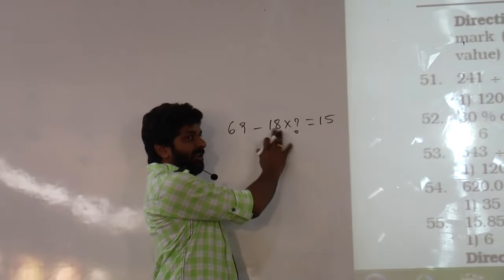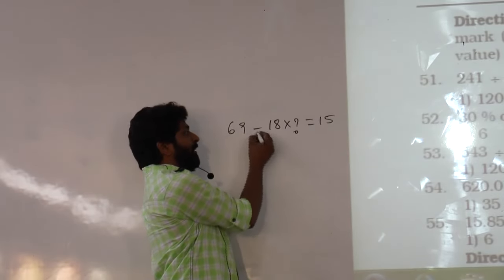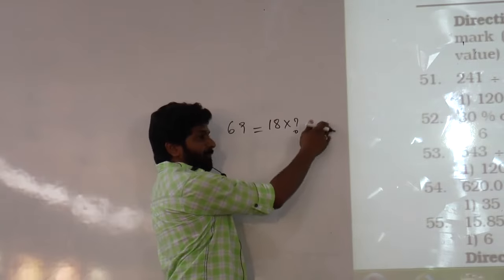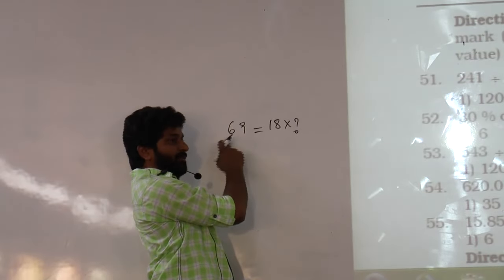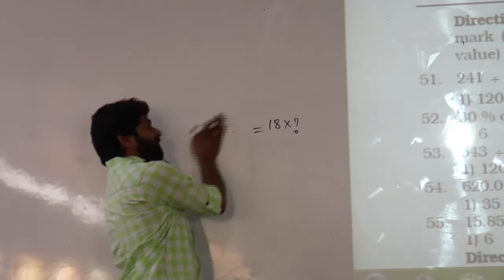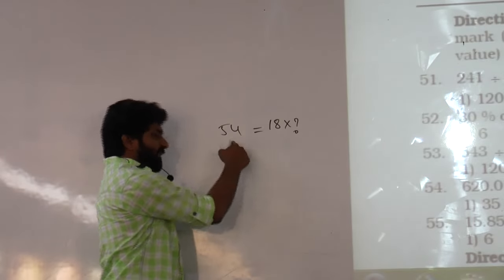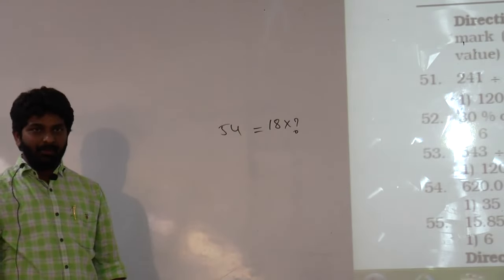Take minus 18x to the right hand side, becomes plus. Take positive 15 to the left hand side, that becomes minus 15. So it becomes 54. 18x is equal to 54, x is equal to 3.